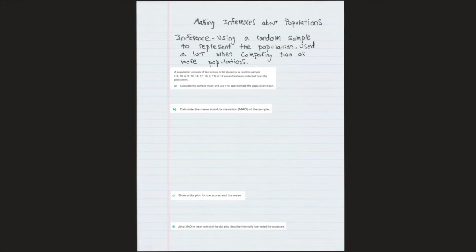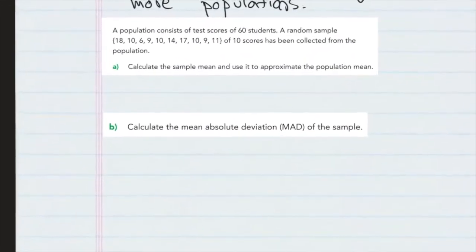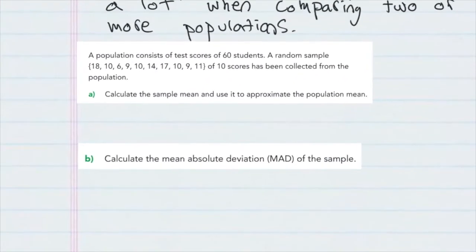And so let's zoom into this first example. A population consists of test scores of 60 students. So that's the whole population, 60. A random sample of 10 scores has been collected from the population, and then it lists out those 10 scores. So we're going to calculate the sample mean and use it to approximate the population mean.